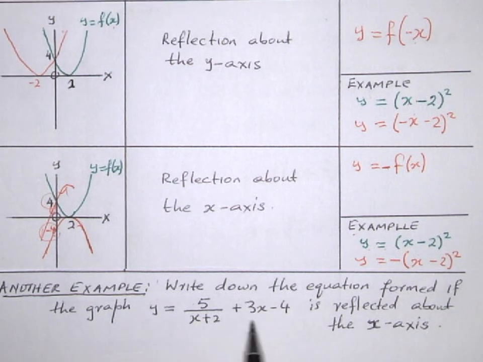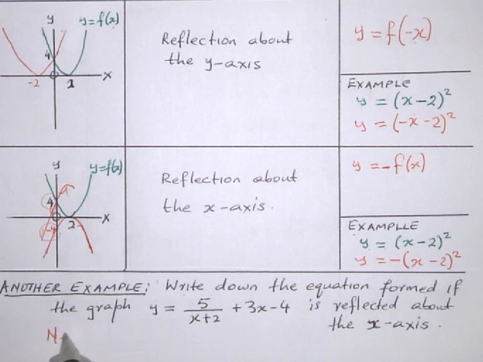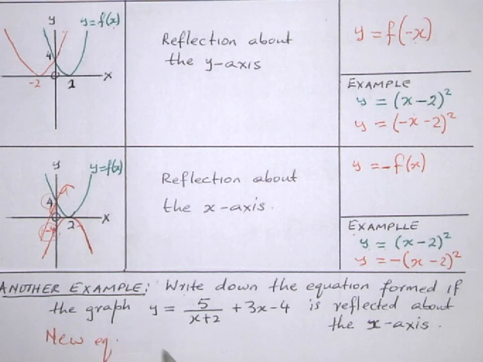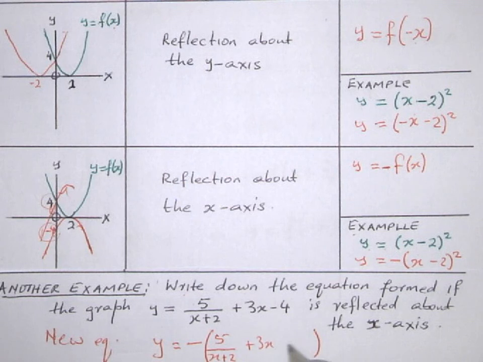Now, here is this one. Write down the equation formed if this graph is reflected about the x-axis. So what do we do? Y is this, so change the sign of this. Therefore, the new equation will be y is equal to minus the whole of this thing here, which is 5 over x plus 2, then plus 3x minus 4. So you change the whole of this thing.